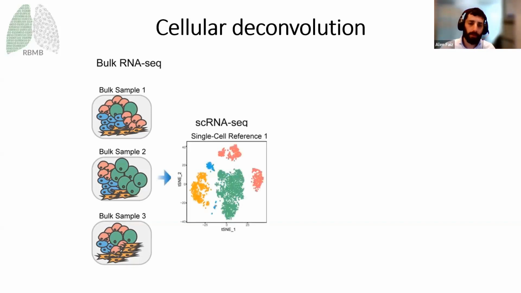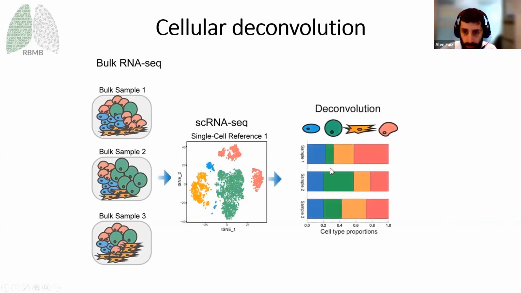So what we can use is a single cell reference. Here, we're going to use a single cell lung atlas and basically deconvolute or re-identify these cells, or the contribution of these cell types from the original sample. For example, we can see here we've got much more of this red cell compared to the other samples. So we can do this for the lung.